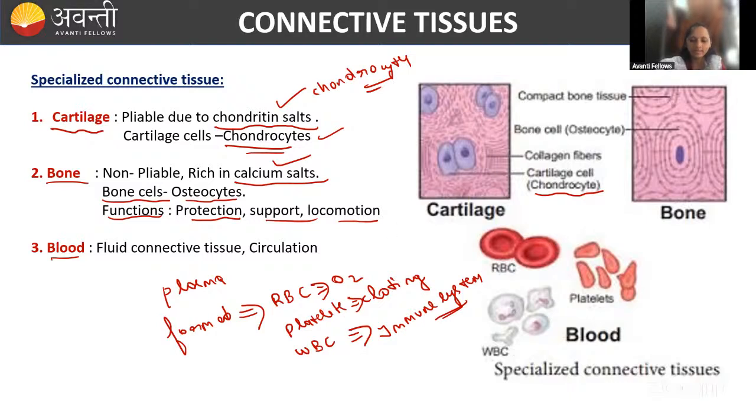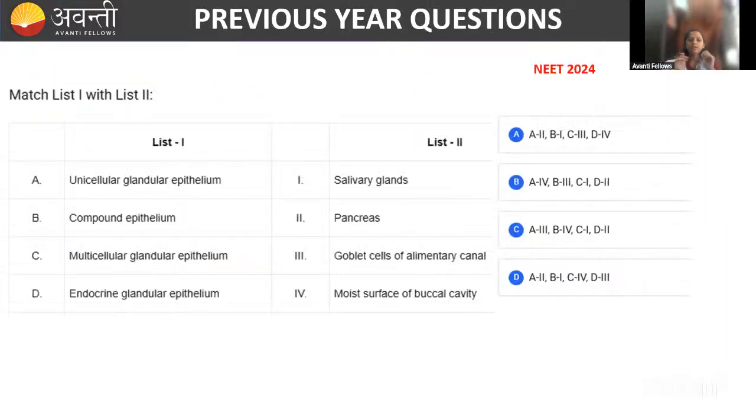The first question. Go through the question with patience. This is a match the following question. If you match even one, you can get the answer. First, you can go to the multicellular glandular epithelium. Which one is the multicellular glandular epithelium we studied? Pancreas? Yes or no? Pancreas, right?